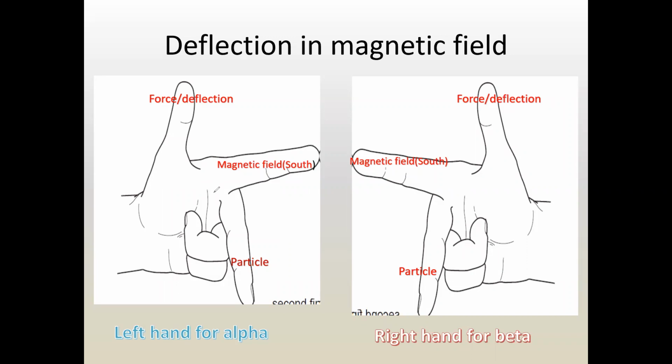So always use this left hand to find the deflection of an alpha particle. The same thing applies to the right hand: the index finger represents the direction of the magnetic field, the second finger represents the direction of the particle, and the thumb represents the force or the deflection. So for alpha particles you will use the left hand, whereas for beta particles you will use the right hand.